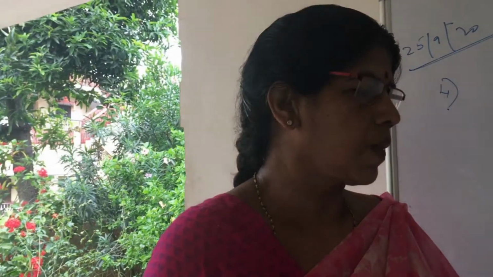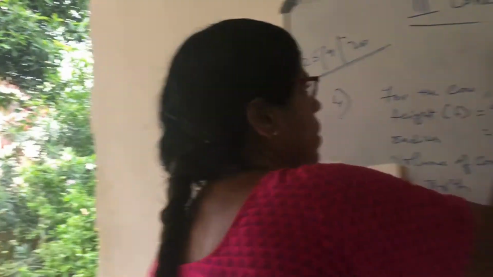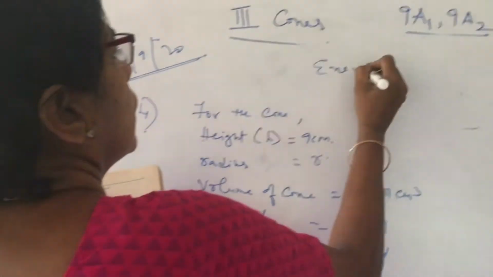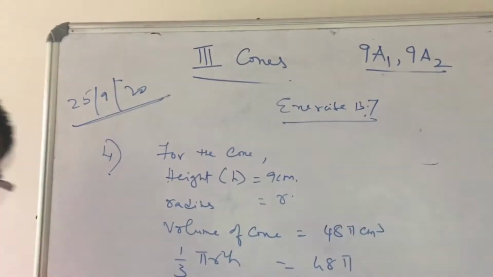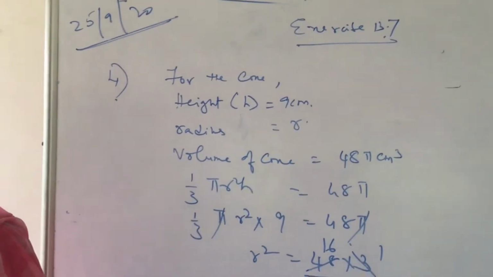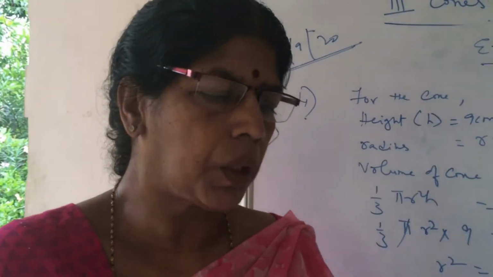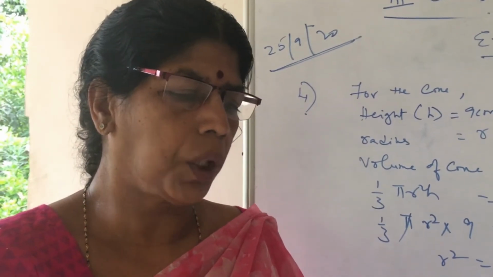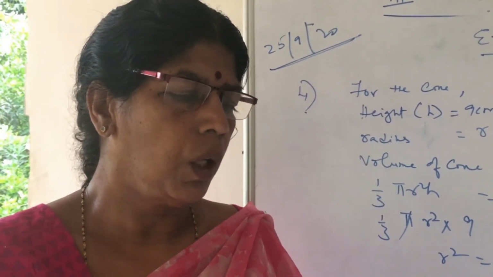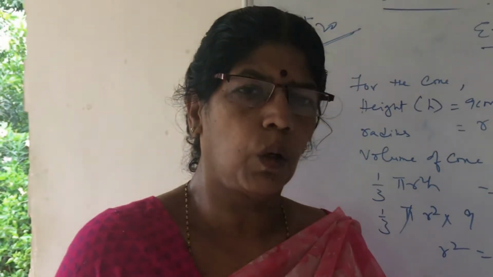Coming to exercise 13.7, in continuation of the last class, we are in the fourth sum, children. The volume of the right circular cone of height 9 centimeters is 48 pi centimeters cube. Find the diameter of the base.